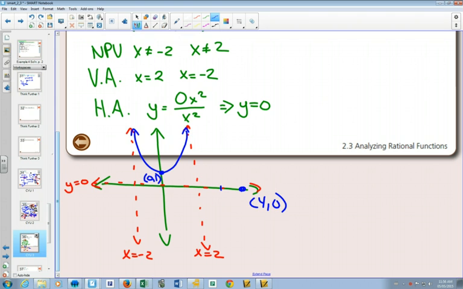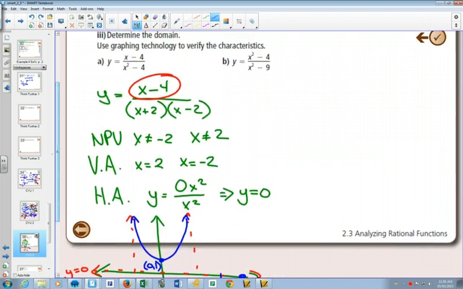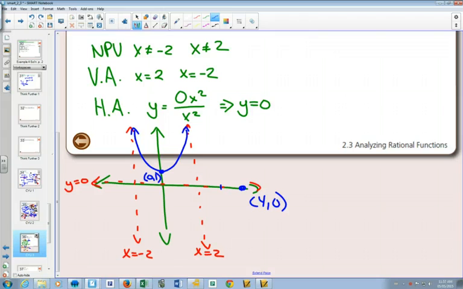If we want to know what's happening when x is less than negative 2, we're going to have to plug in a value. If I plug in negative 3, can you see that I'm going to get negative 7 on the top? Negative 1 here, negative 5 there. That simplifies to negative 7 over 5. So if I plug in that point, negative 3, negative 7 over 5, that's in this section, so I know this part of my graph has to look like that.